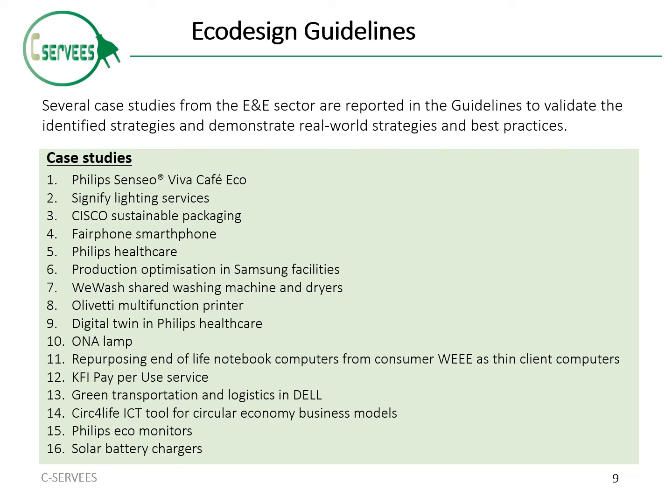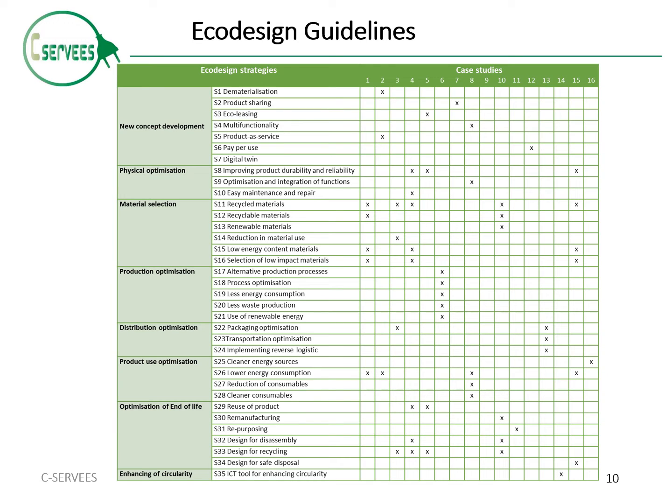Several case studies listed in the box from an electrical and electronic sector are reported in the guidelines to validate and identify strategies and demonstrate real-world strategies and best practice, as well as to prove the environmental and commercial benefits that can be achieved by applying eco-design strategies in the electrical and electronic equipment. The table shows an overview of eco-design strategies implemented in the respective C-Service case studies.